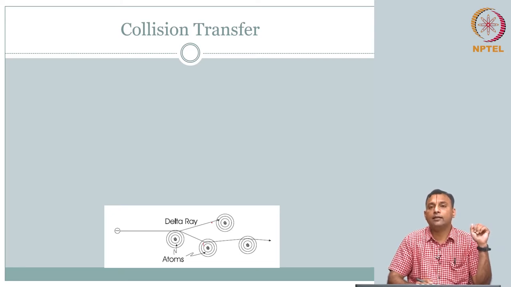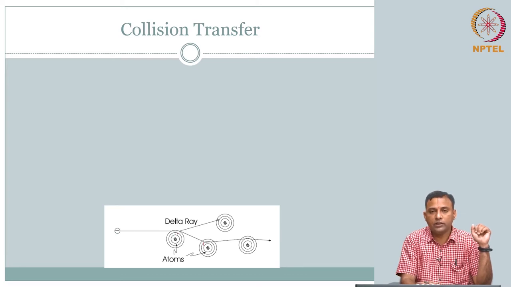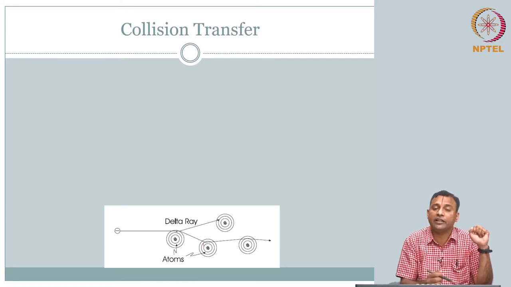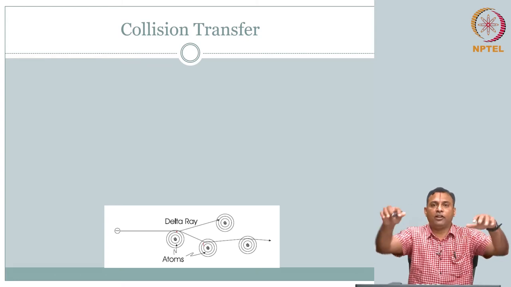So, what about this guy? This is an interesting secondary effect. So, you have this electron goes. If it turns out that it can knock another electron, and give it sufficient energy, it's like, so I was running, several of you, right?